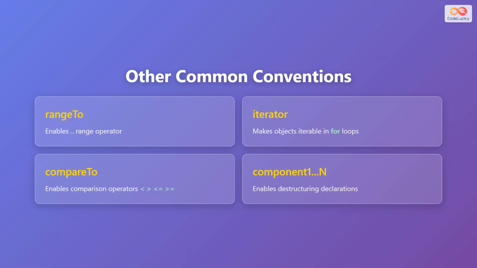Kotlin provides several other common conventions that make your code more expressive. The rangeTo convention enables the double dot range operator, allowing you to create ranges with your custom types. The iterator convention makes your objects iterable in for loops, so you can easily traverse elements. The compareTo convention enables comparison operators like less than, greater than, less than or equal to, and greater than or equal to. Finally, the component1 through componentN conventions enable destructuring declarations, allowing you to unpack objects into multiple variables in a single statement.